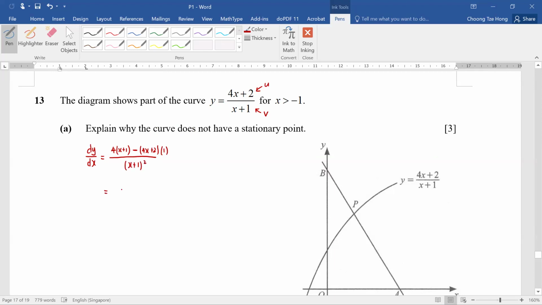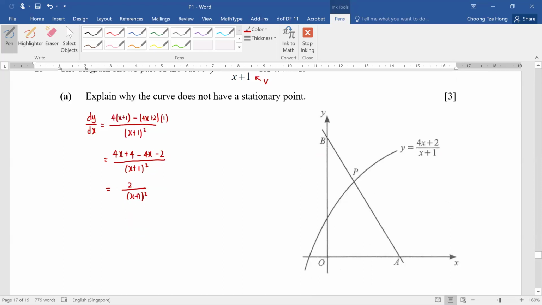So let's simplify the top a bit. We'll get 4x plus 4 minus 4x minus 2, over x plus 1 squared. So this will actually leave us with 2 over x plus 1 squared. Our job now is to explain why this x plus 1 squared can never be equal to 0, because if it were equal to 0, there would be a stationary point. So let's show that dy/dx can never be equal to 0.